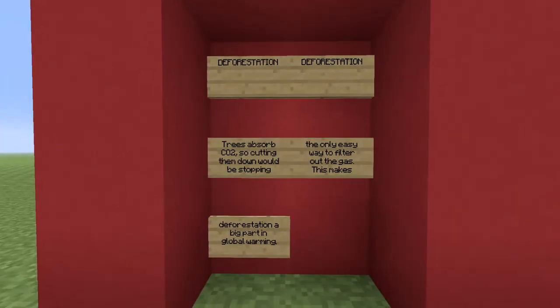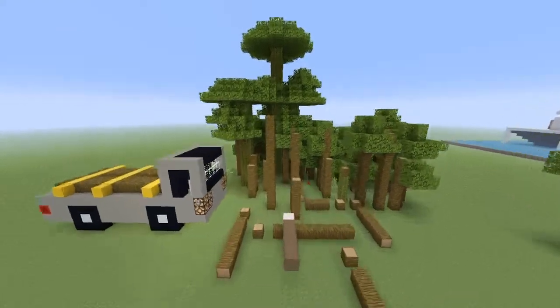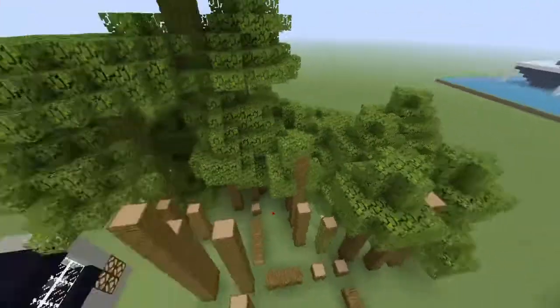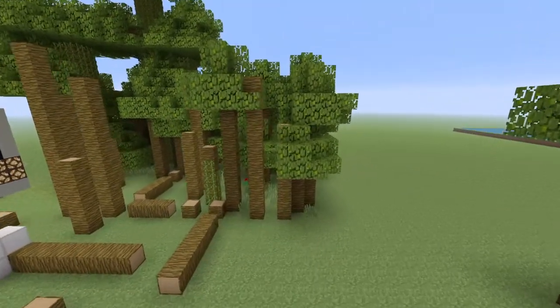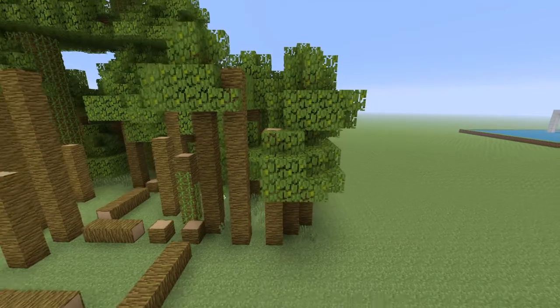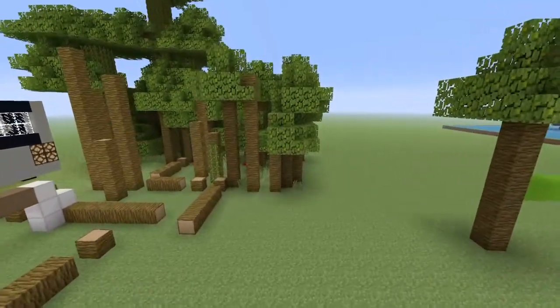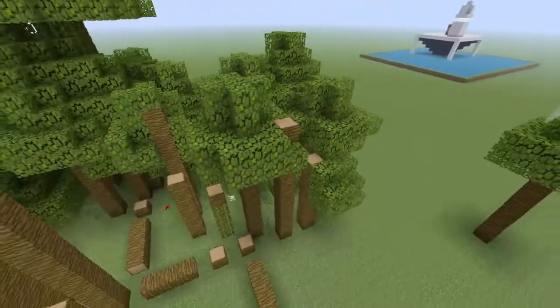Deforestation. Trees absorb CO2, so cutting them down would be stopping the only easy way to filter out the gas. This makes deforestation a big part in global warming. We've built chopping trees down, and that's very bad because trees are basically our opposites. They breathe in the carbon dioxide and breathe out the oxygen that we breathe in, and then we breathe out carbon dioxide. But since there's too much and there's not enough trees, cutting them down is very bad.